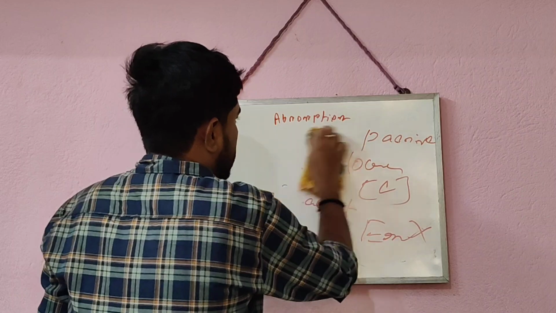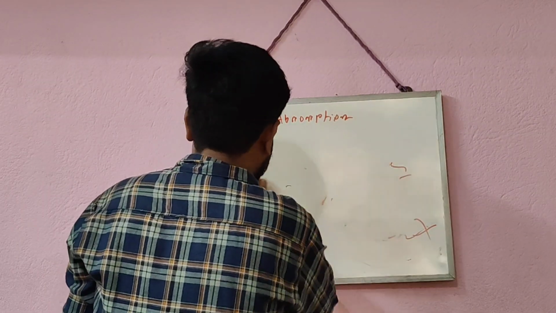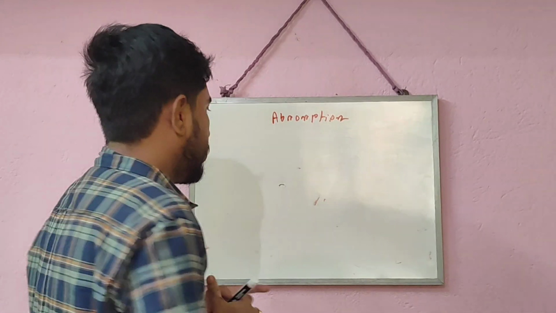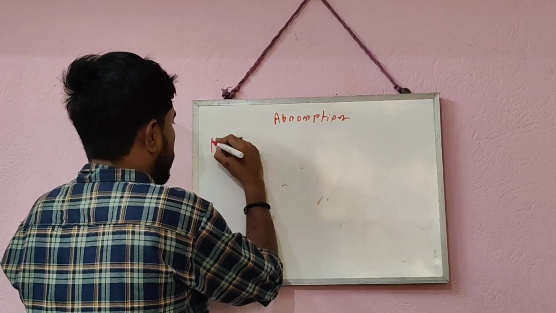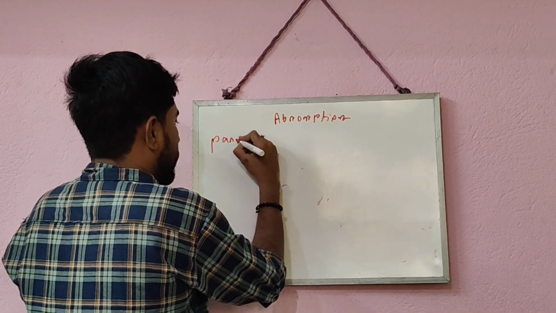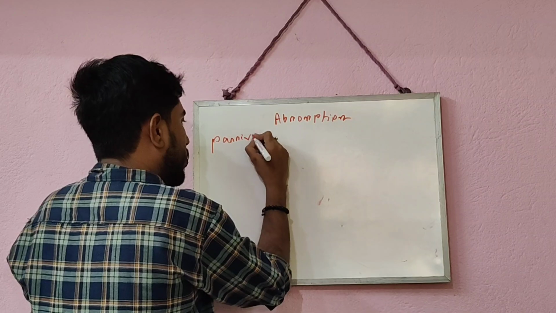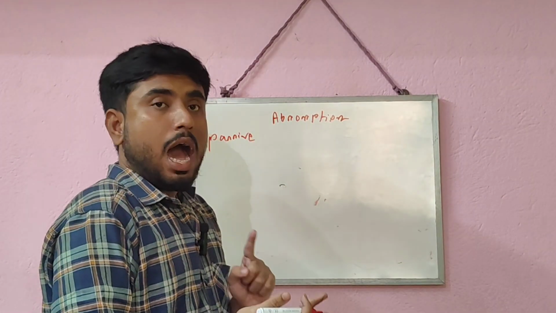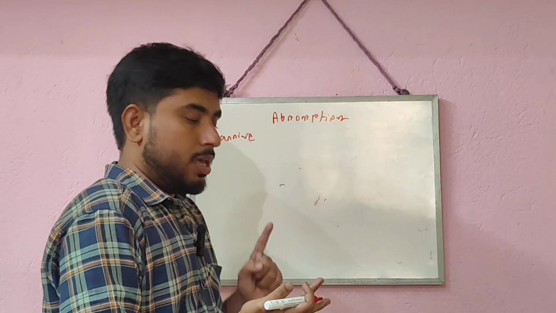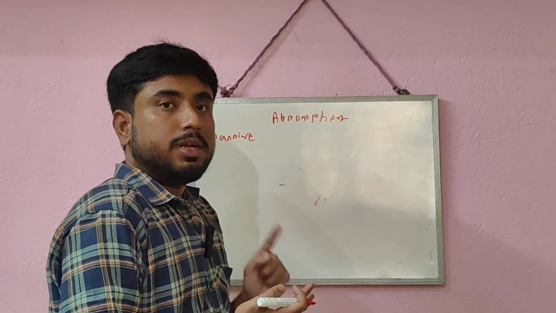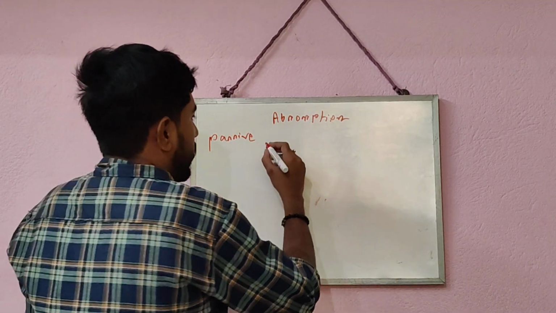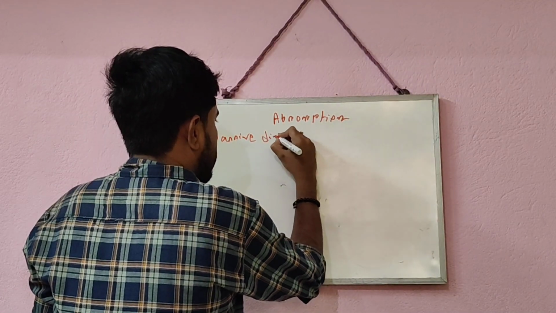The first thing we will discuss is passive diffusion, because through passive diffusion most of the drug gets absorbed. In passive, I told you different types are there: passive diffusion, ion channel diffusion, then pore transport, then carrier mediated transport. So first we will discuss passive diffusion.